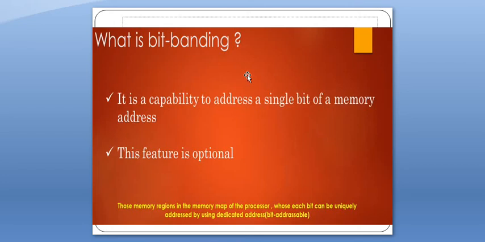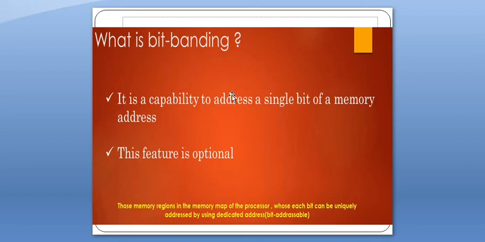ARM microcontroller and embedded system, module 2. The topic which we will be discussing is bit banding. If a region supports bit banding, then you can use that region for the bit banding concept. So what is bit banding?